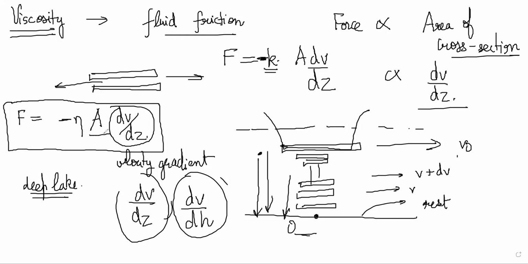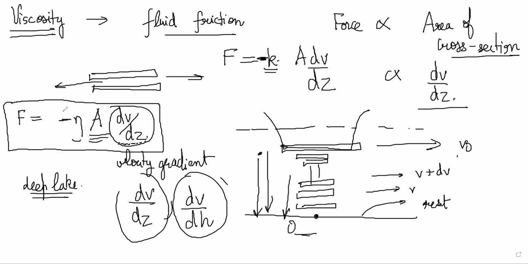And A is fixed, right? Anyway, for whatever ship is passing through, A is fixed. You need to basically reduce this dv by dz, because this is also fixed, this is also fixed. You can only tamper with this. So you can probably go on a deep water track to prevent or reduce viscosity, right? So that is important to know.